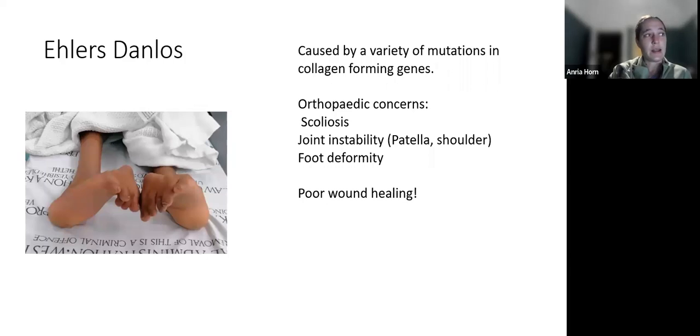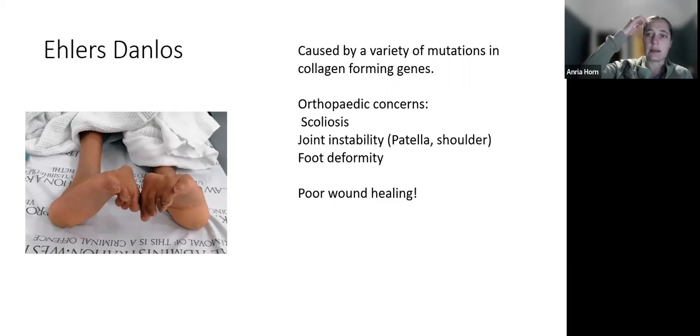And then just while we're on the topic, just briefly, Ehlers-Danlos syndrome. So this boy's feet, it's not actually Ehlers-Danlos. He had an unspecified connective tissue disorder, but it's part of the whole Ehlers-Danlos group. And it's caused by a variety of mutations in the collagen-forming genes. The orthopedic concerns, as usual, are scoliosis, joint instability, and foot deformity. And the key thing here is the poor wound healing.